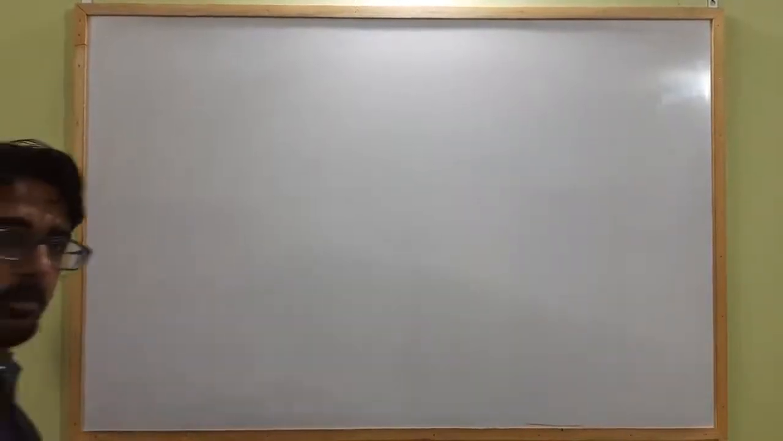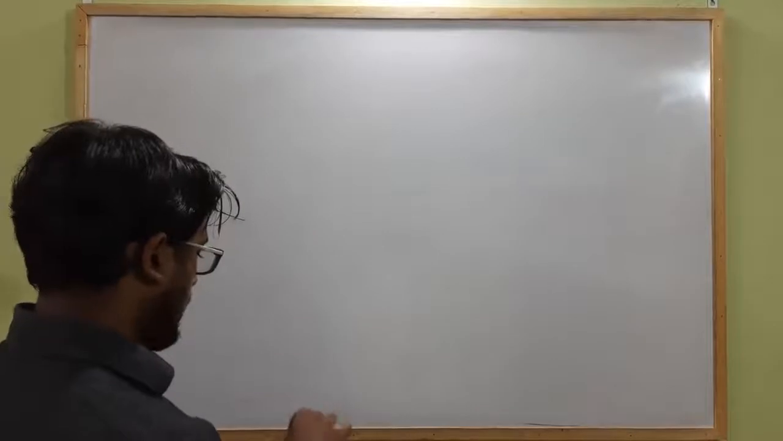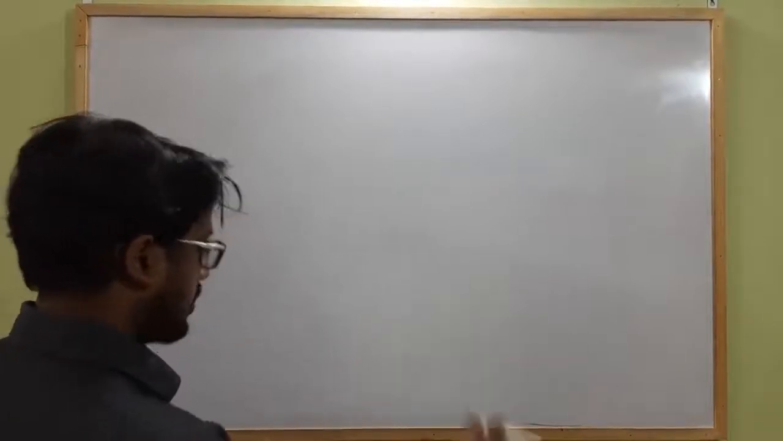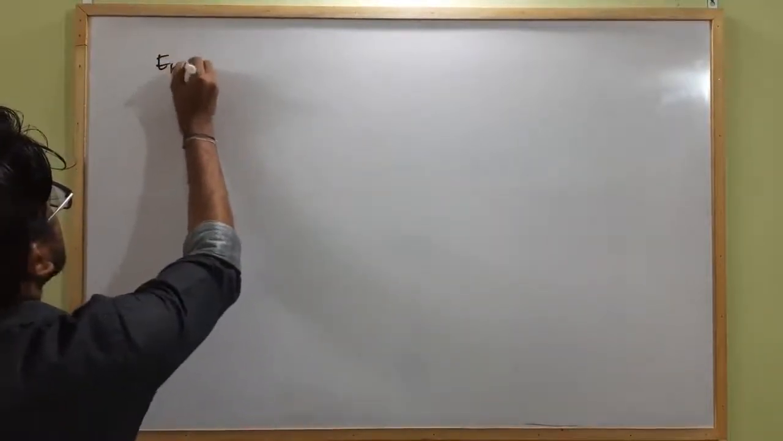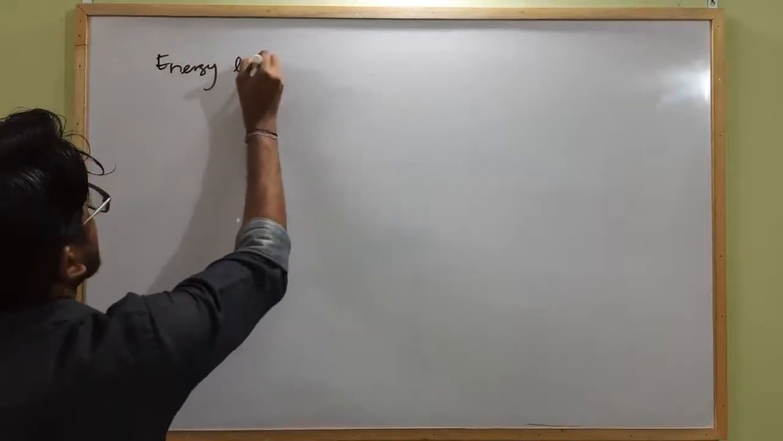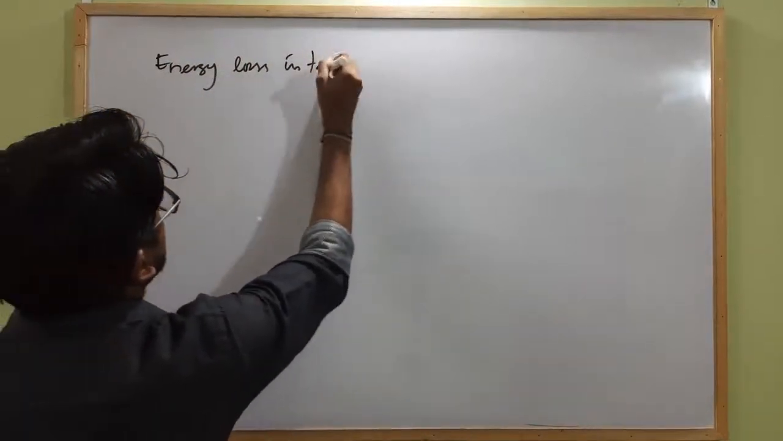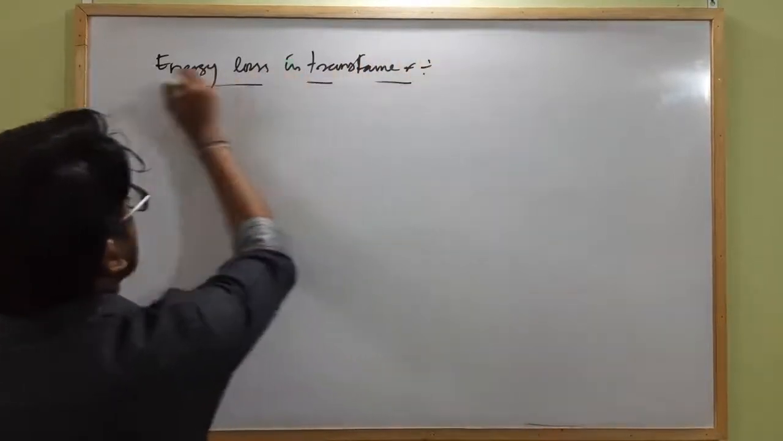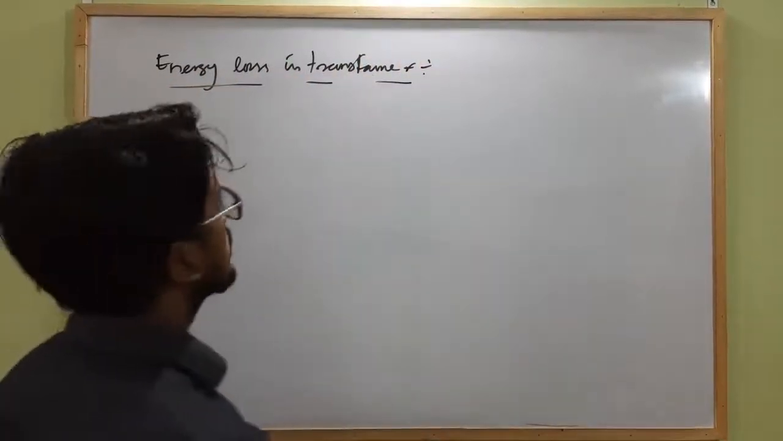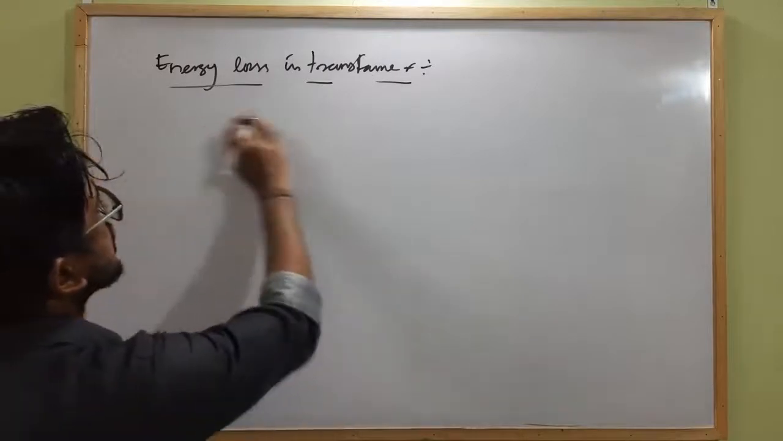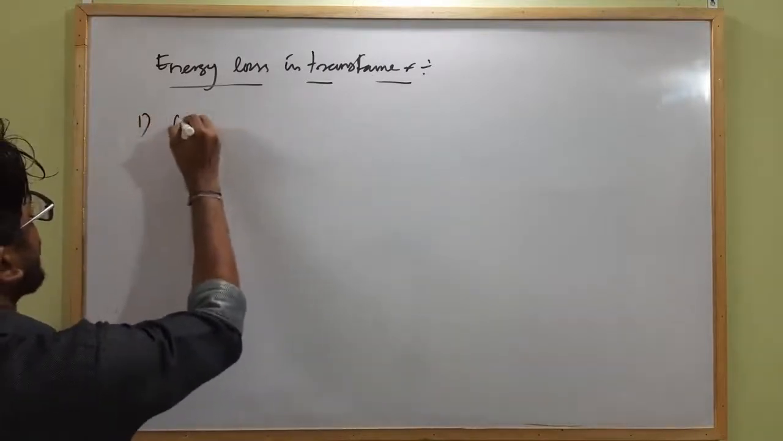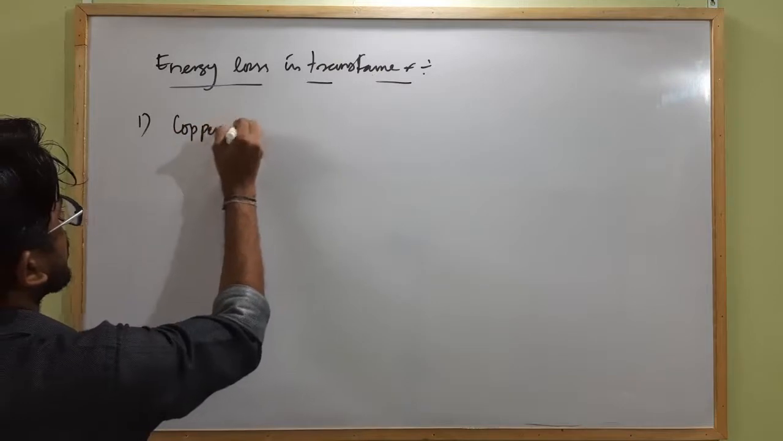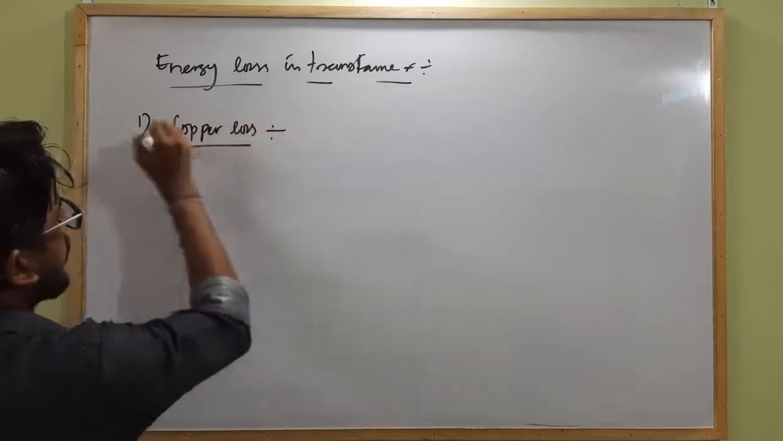So now we are going to discuss the different types of energy loss in transformer. We already studied the construction, working and principle of transformer. So what are the energy losses in transformer? First, copper loss. So what is copper loss?